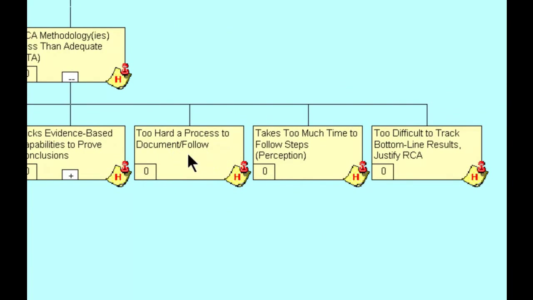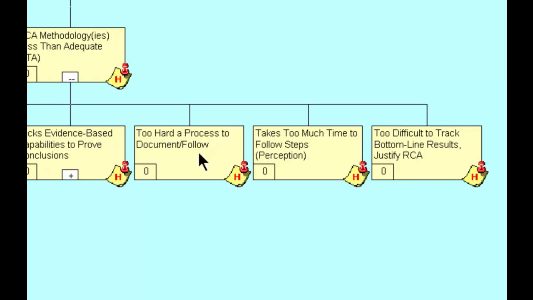It's too hard a process to document or follow. Oftentimes, when a particular methodology appears complex and it has a lot of various steps to it, then we just don't have the time when we're living in the moment. So the perception is, this is just too hard to follow. I need something simpler. It takes too much time to follow the steps.